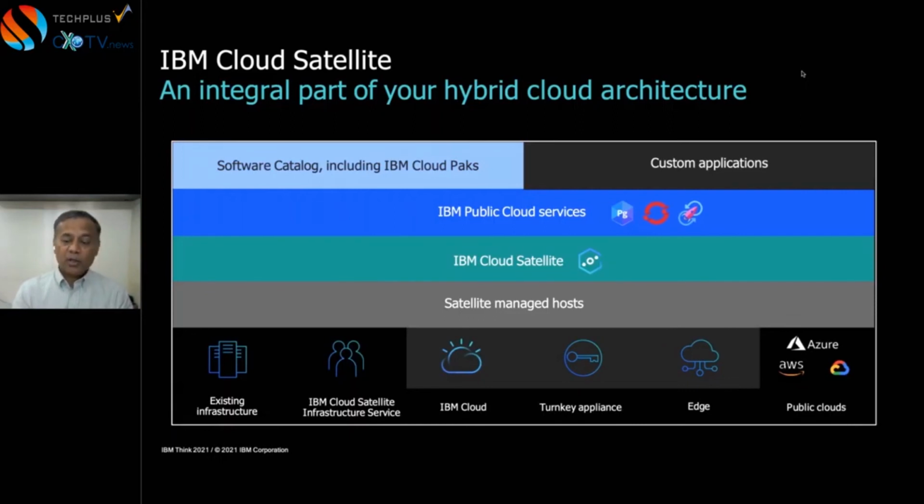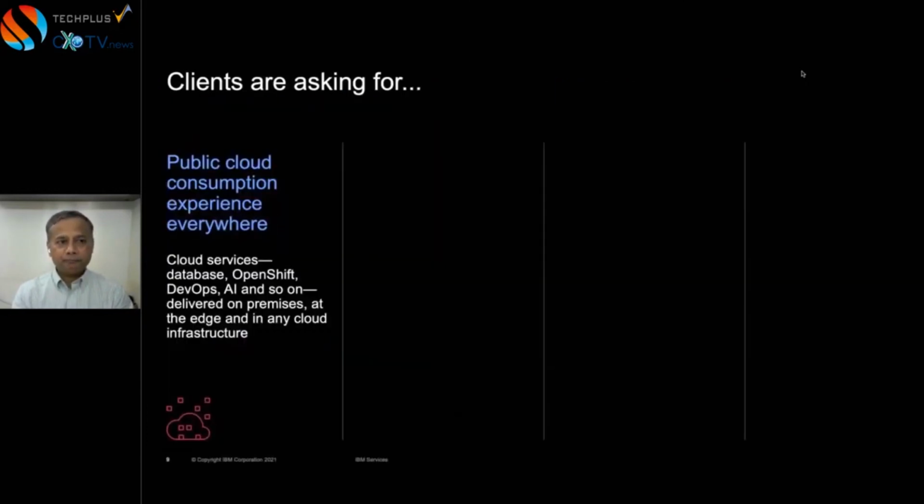Or like I said at the beginning, you can pick a bunch of hosts on AWS or Azure, and then you can pool them as managed hosts, and then IBM Cloud Satellite takes control over these hosts, and then you can deploy IBM Cloud services on the satellite locations. You can bring the entire IBM software catalog, which is set up as Cloud Paks, as well as your custom applications, your cloud native applications, or your applications that you've migrated.